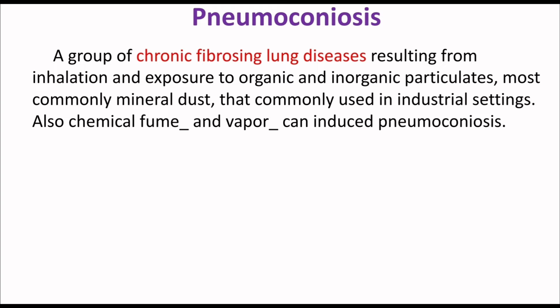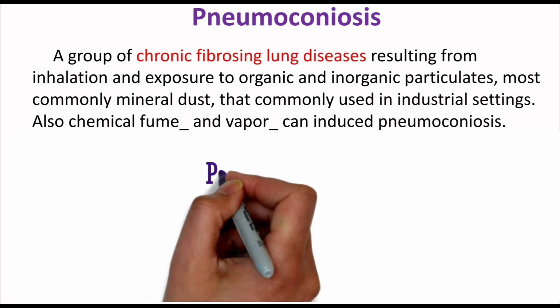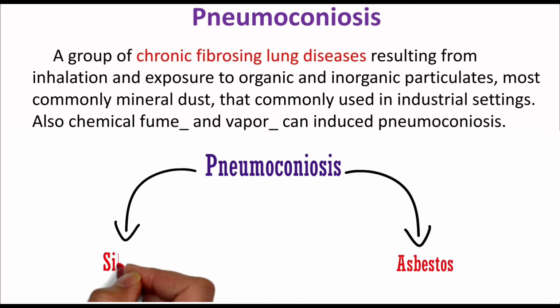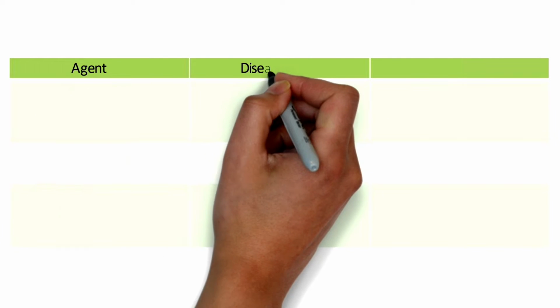Pneumoconiosis is a group of chronic fibrosing lung diseases resulting from inhalation and exposure to organic and inorganic particulates, most commonly mineral dust, that is commonly used in industrial settings. Also, chemical fume and vapor can induce pneumoconiosis. The three most common causes of mineral dust pneumoconiosis are asbestos, silica, and coal dust, as you see in the next table. In this table, we can see the agents that cause pneumoconiosis.